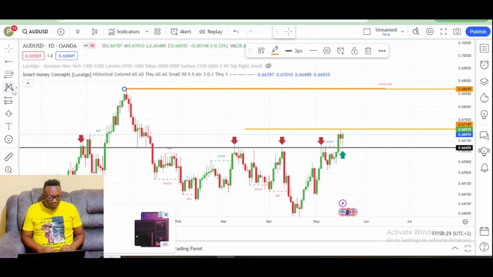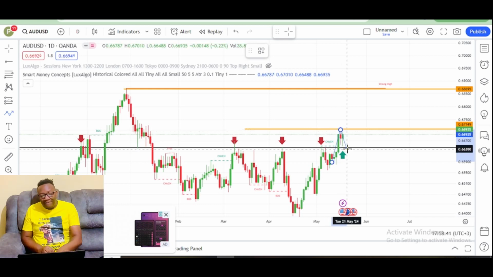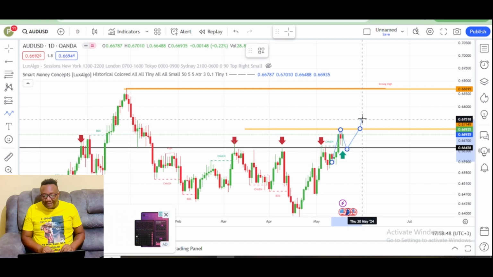Now what I'm expecting in this trade, I'm gonna show you. Since the market broke out here, came here, and is now retesting where it broke out from, validating this support, it's gonna continue buying. Okay, back to that support, breaking it, retesting back, and continuing.